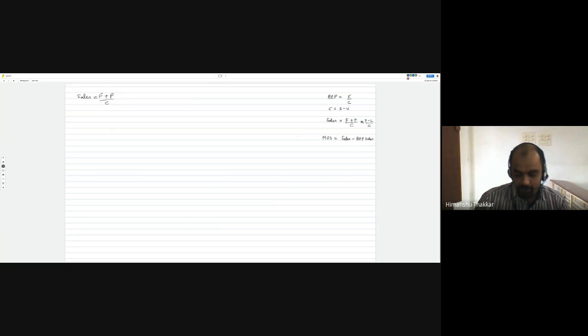Why? Because we are not using the correct formula. This formula, sales is equal to F plus P upon C, is useful only when you have C per unit. And to find C per unit, you will require S per unit, selling price per unit, and you will require V per unit. If you have all these things, then only you can go with this formula.